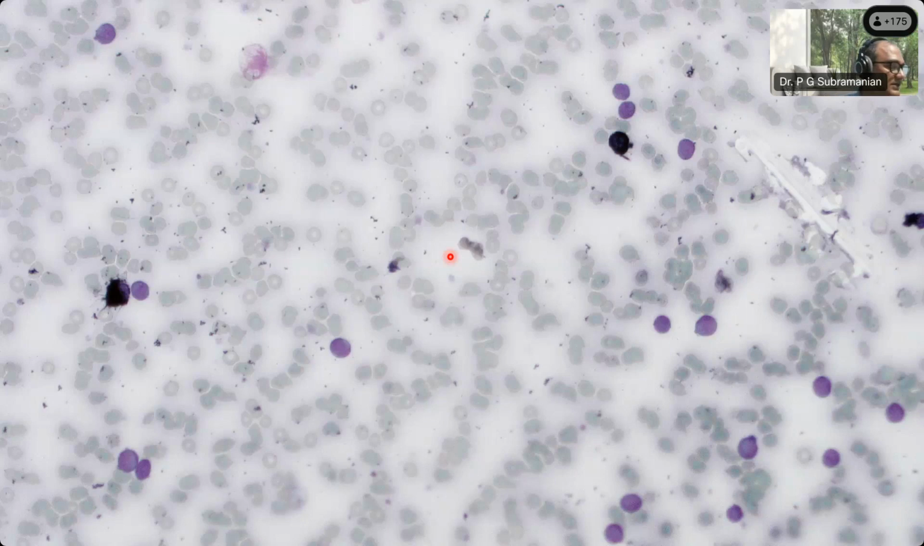Sushmita, can take it up. Sushmita, are you there? If Sushmita is not there, Soumya can take it up. MPO stain, sir. This is a myeloperoxidase stain.